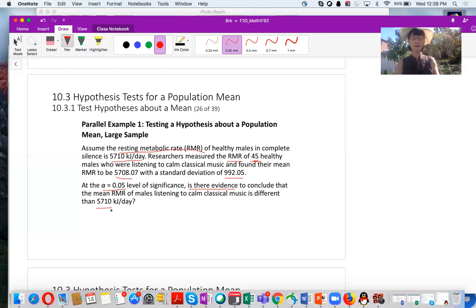Before we do the hypothesis test, let's analyze the given numbers. This number, 5,710, is the hypothesized population mean, mu0. The 45 is the sample size n, 5,708.07 is the sample mean x bar, and 992.05 is the sample standard deviation s.